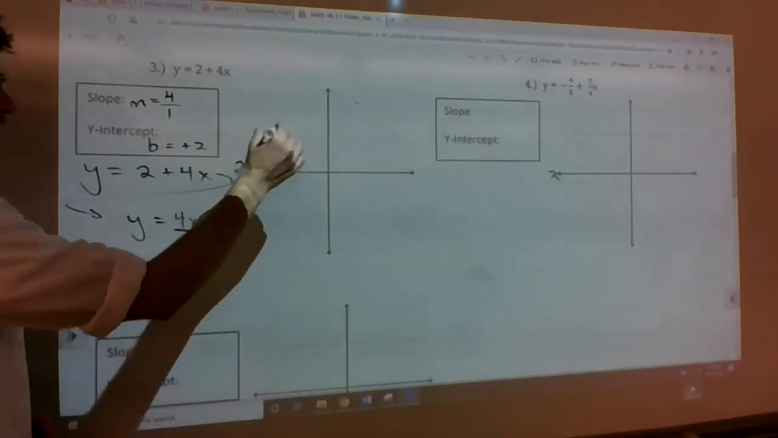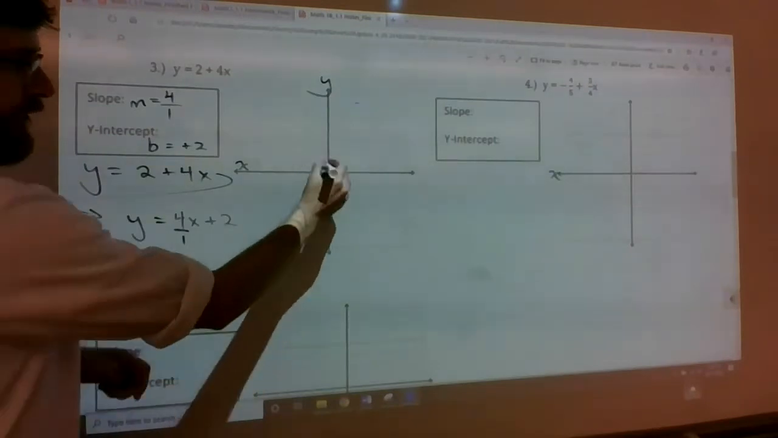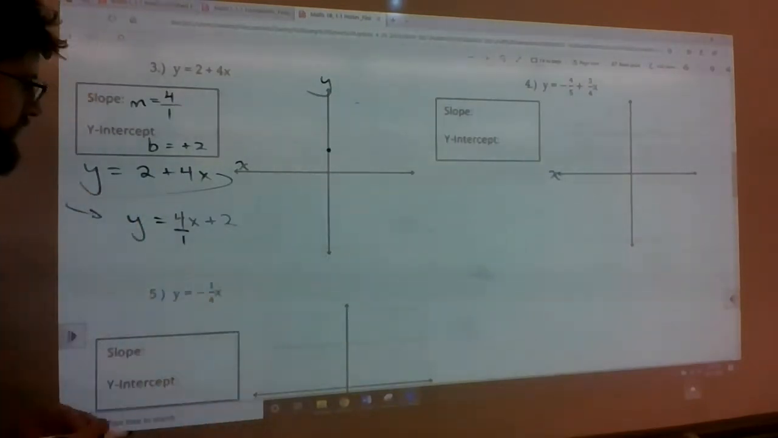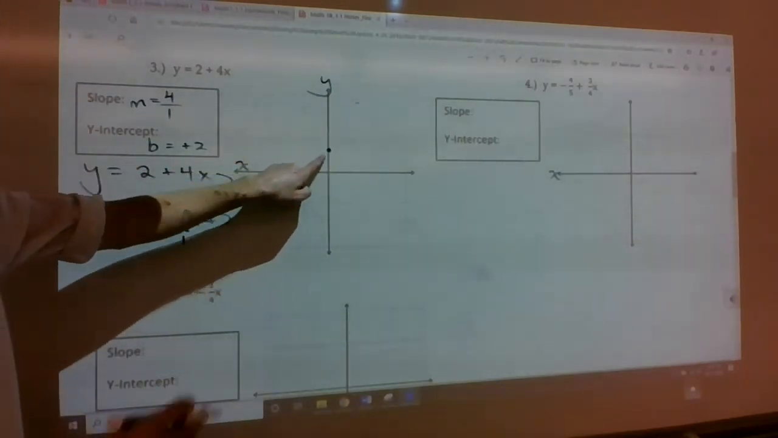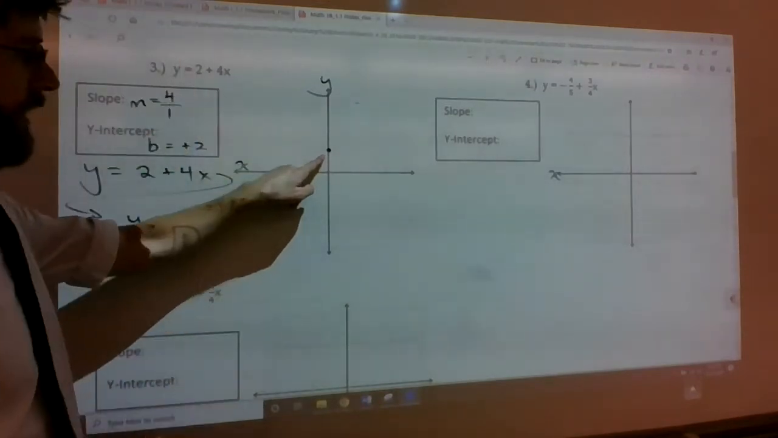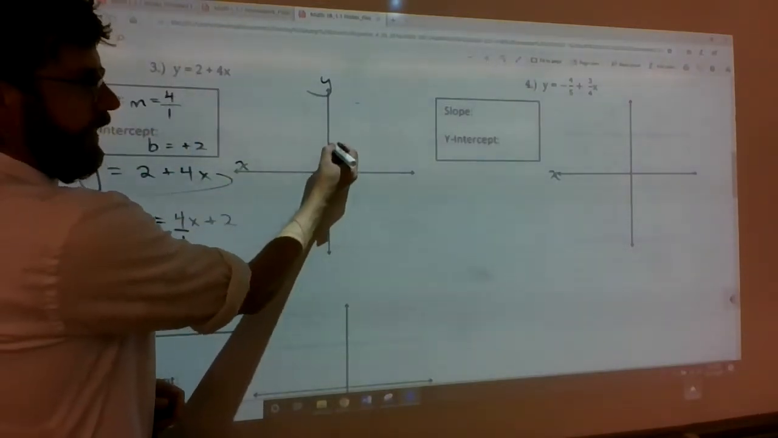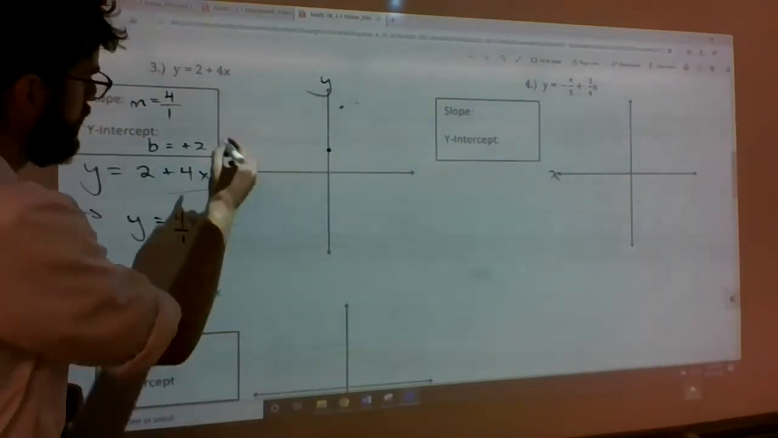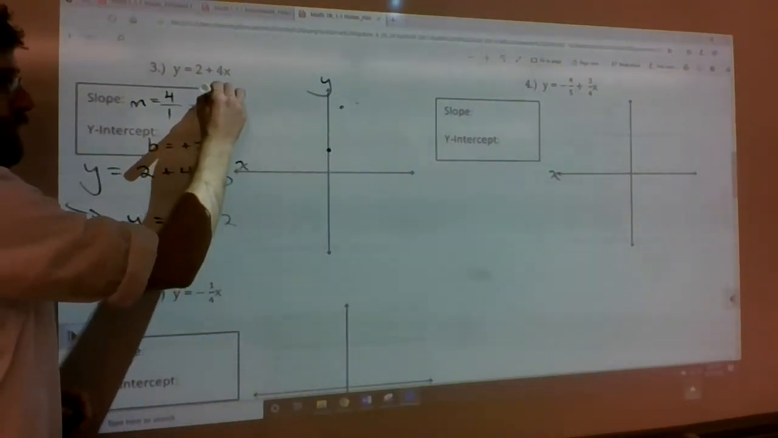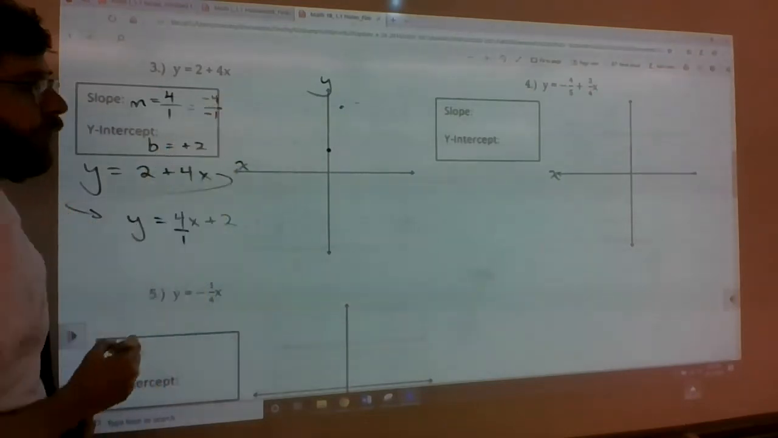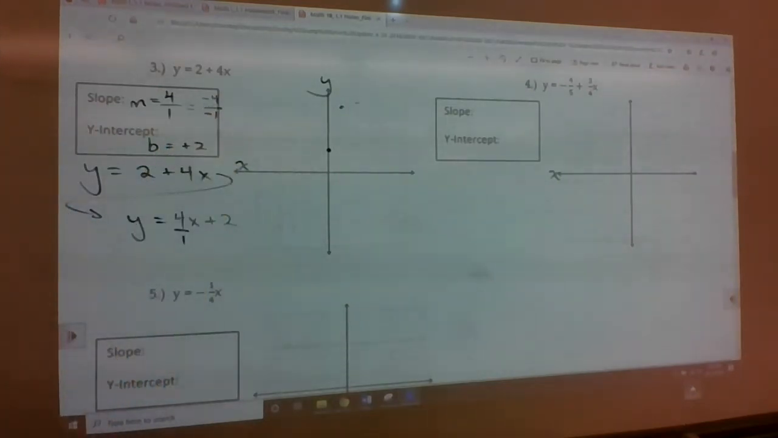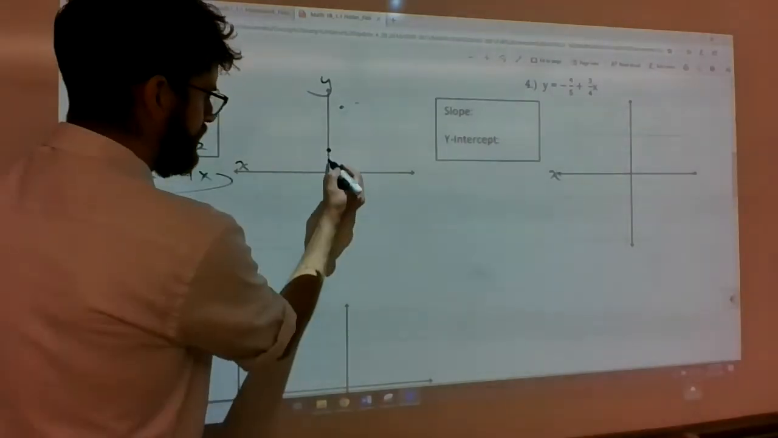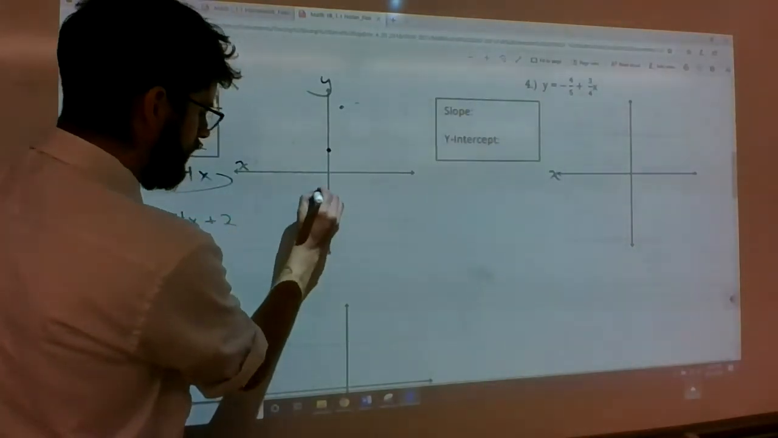And if this is my x-axis, this is my y-axis, I'm going to start 2 units above the x-axis, and then let that go up 4 over 1, guiding me to my next point. 1, 2, 3, 4 over 1. Or this is the same as down 4, left 1. Down 4, left 1. 1, 2, 3, 4, left 1.